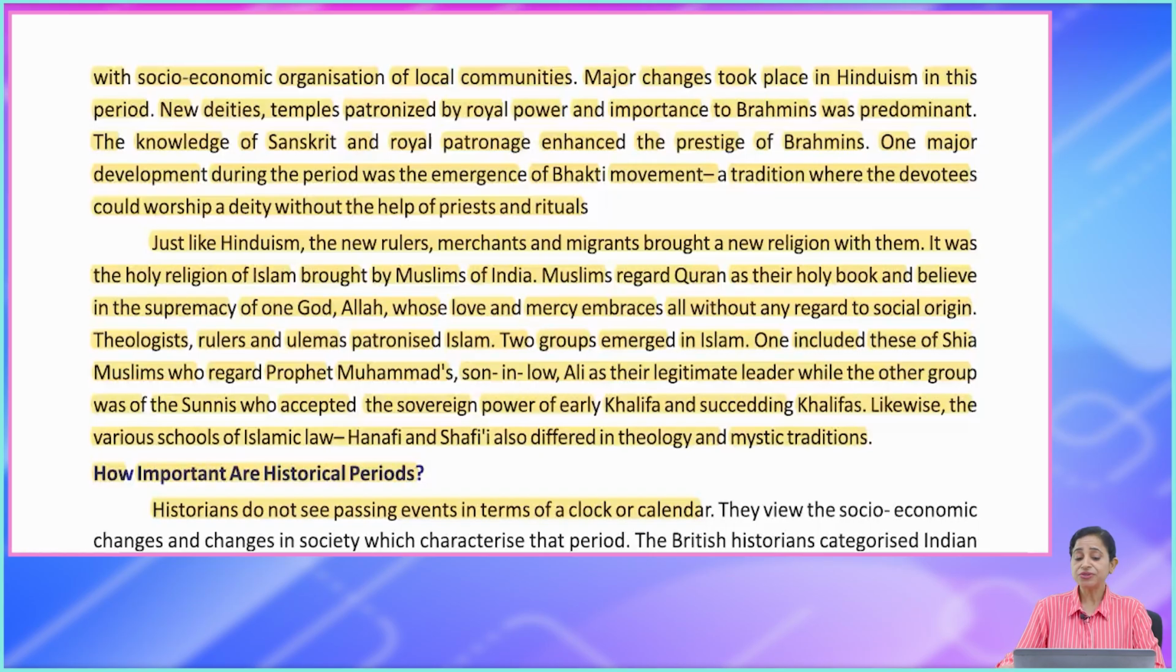How important are historical periods? Historians do not see passing events in terms of a clock or calendar.